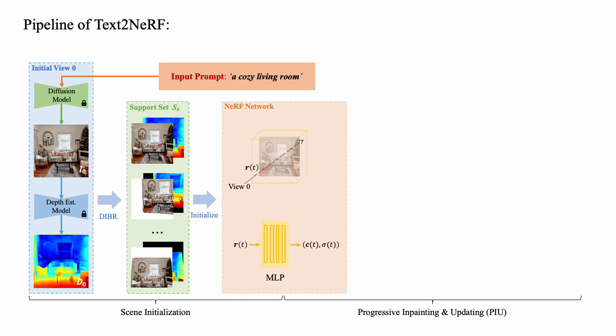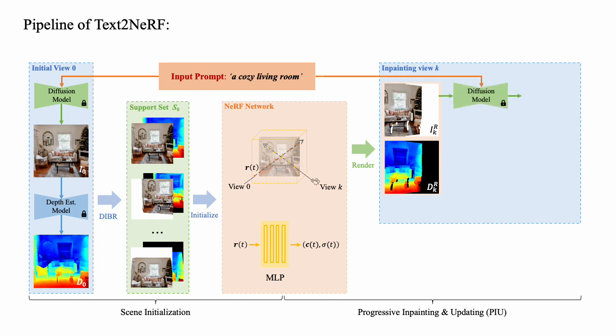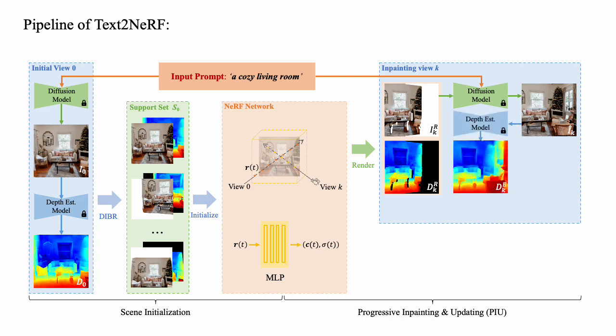Specifically, we render the radiance field in a novel view K, and obtain the RGBD images with missing regions. We then implement text-driven inpainting by using the diffusion model to complete the missing regions according to the input prompt. For the inpainted image, we also use the depth estimation model to infer its geometric prior. Considering the misalignment between the depth maps estimated in different views, we employ a two-stage depth alignment strategy to align the newly estimated depth map with known depth information.